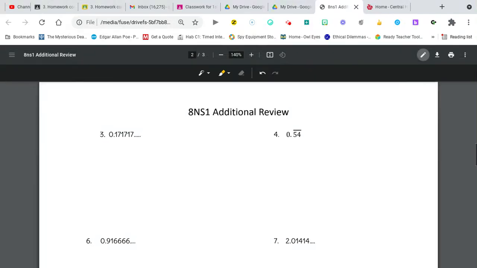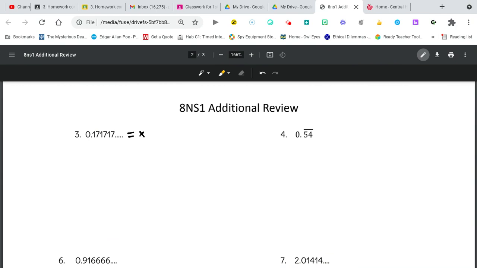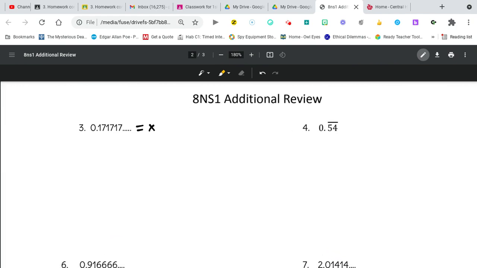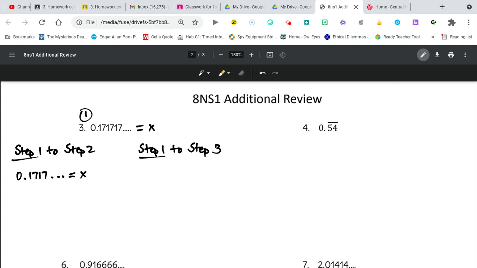Okay, let's take a look at 3. I'm going to set this equal to x. And make sure you're pausing the video and taking notes. Remember, these notes are worth 100 points, guys. All right, so this is all step 1. So again, I'm going from step 1 to step 2. Then I want to go from step 1 to step 3. And I'm just going to write step 1 down in both of them, okay? Just write step 1 in both of them.